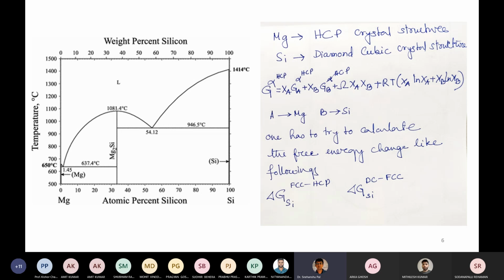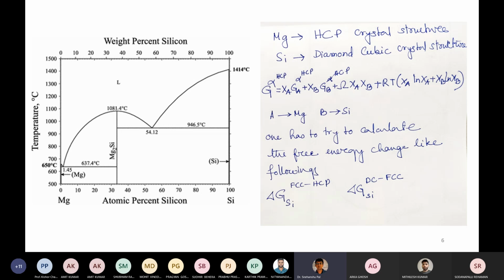So that is the biggest challenge in understanding a particular phase, even for a binary: you do not know what the Gibbs free energy of silicon will be if it is in the HCP structure. So one has to try to calculate the free energy change for silicon, such as diamond cubic to FCC, FCC to HCP, this kind of change of phase, and then we can do it. In this regard I am just giving information. I am not going so deep. This is a very advanced study, and people are still working on it.